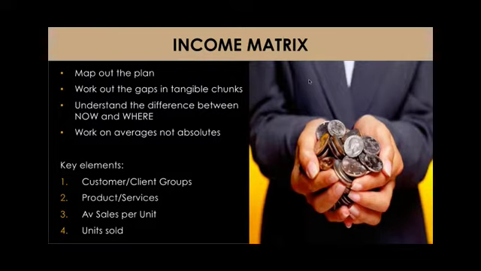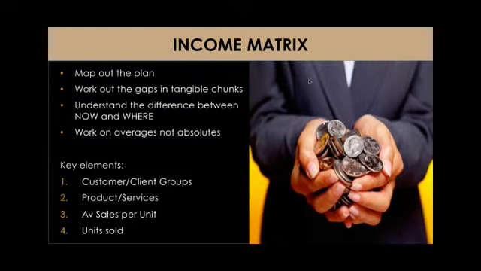But setting up your income matrix, map out your plan, work out the gaps in tangible chunks so that you can work out what to do, so that you understand the difference between now and where you want to be, and then basically work on averages and not absolutes. Okay, so the key elements of your income matrix are customer client groups, product services, your average sales per unit, and then the number of units sold. Okay, so they're the things you need to be aiming for.